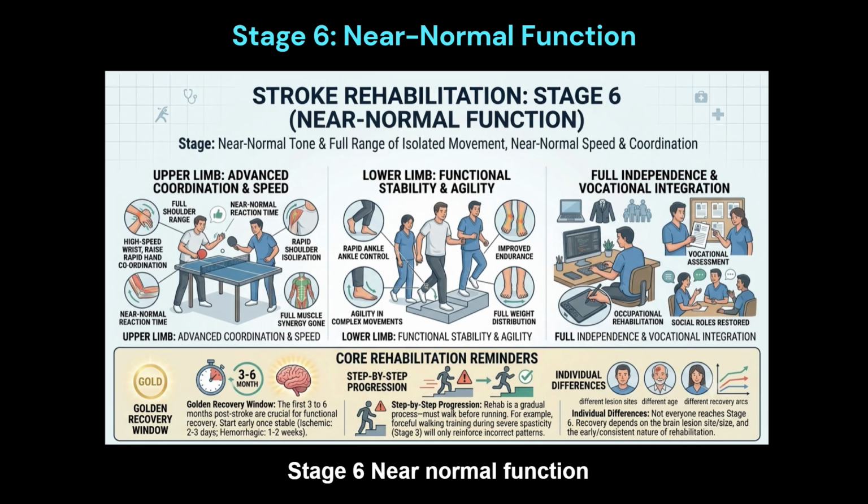Stage 6. Near normal function. Characteristics. Synergy patterns are completely gone, and muscle tone is entirely normal. Individual joint movements are fully free, with speed and coordination approaching the healthy side, normal levels. A slight lack of agility may only appear during exceptionally rapid or highly complex activities.